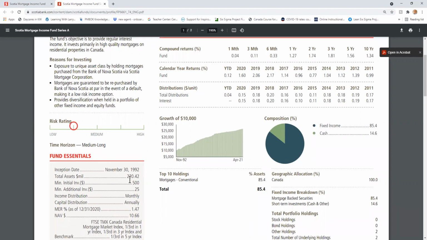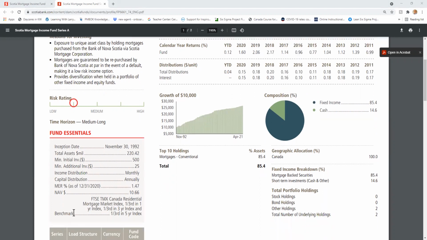Okay, and there's $220 million here, minimum 500. MER is 1.47 in this, and the NAV is 10.66. So that is the price. Now here again, the benchmark is different. For each of them, the benchmark depends on what type of investment it is, right? Here we can see there's not going to be a lot of big up-down jumps like the other ones we saw, like the bond fund.